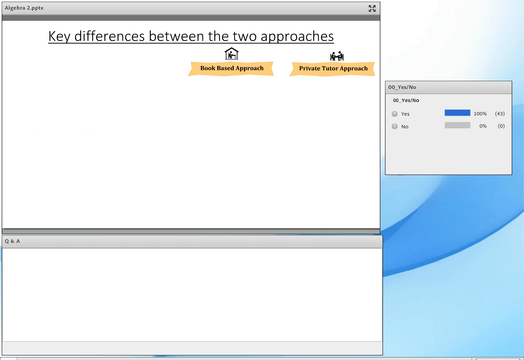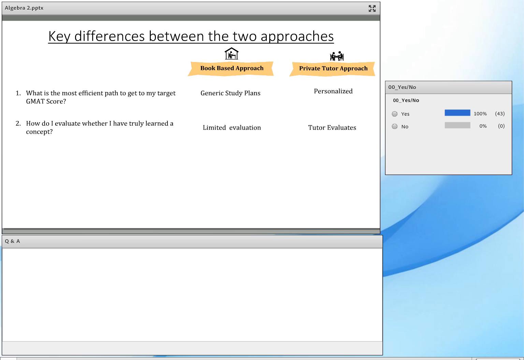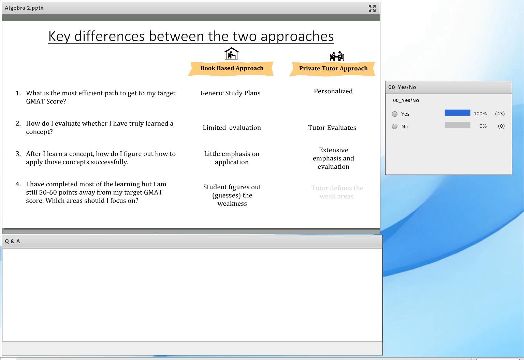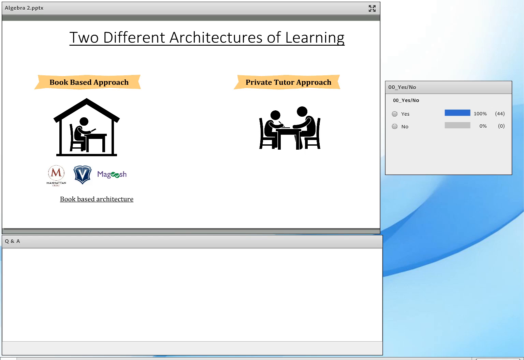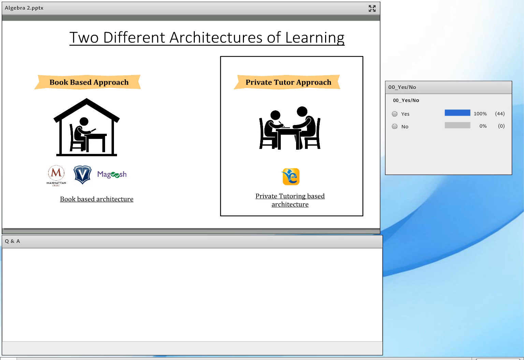While you learn the same concepts in both these approaches, there are two key differences between them. One, the private tutoring-based approach is a lot more personalized, starting with the study plans and the constant evaluation at each stage. Second, the extent of application that you learn in a private tutoring-based approach is significantly higher. So now I'm going to tell you how I can claim that e-GMAT has the private tutor approach. Okay. Now we'll start with step 1, which is personalized study plan.